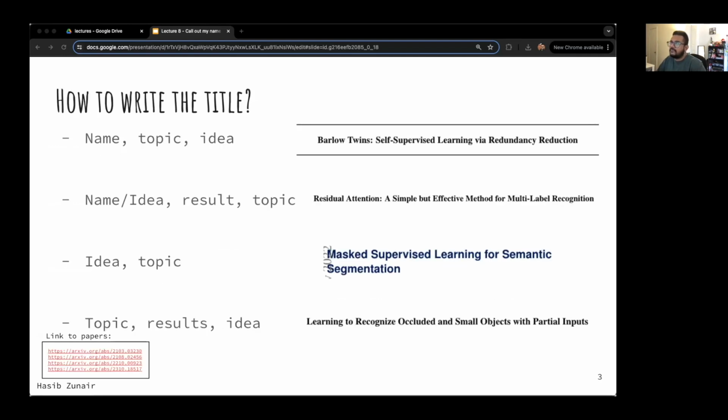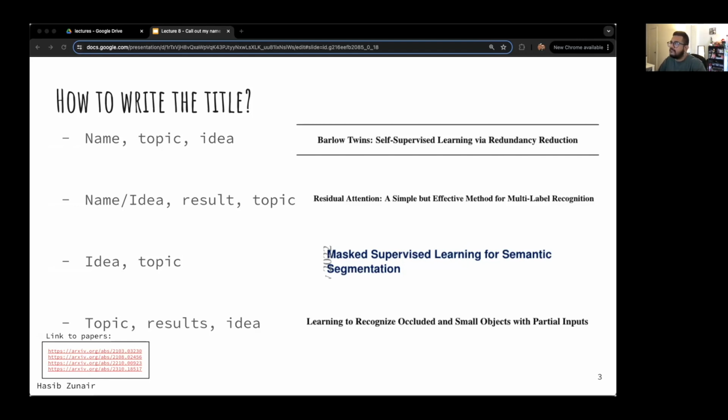So how to actually write the title of a paper? I have shown here 4 examples from 4 different research papers. The first one is Barlow twins: self-supervised learning via redundancy reduction. To start off, they add the name of their method, which is Barlow twins, and then they address the topic, which is self-supervised learning, followed by the idea, which is redundancy reduction. This would be one way of writing a paper title.